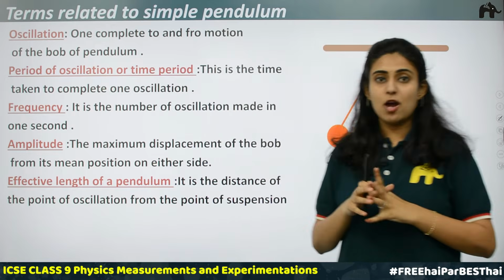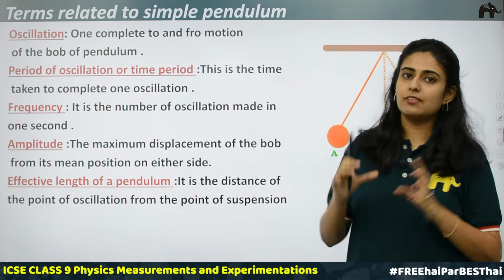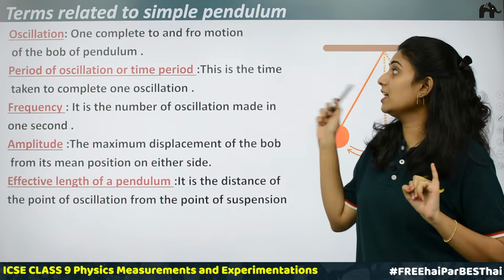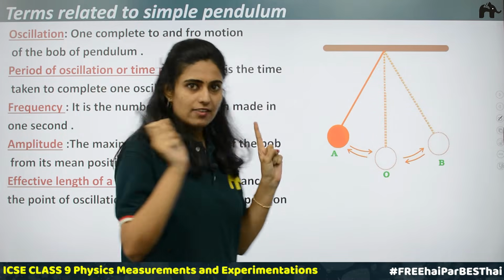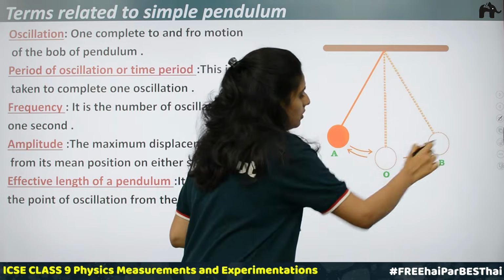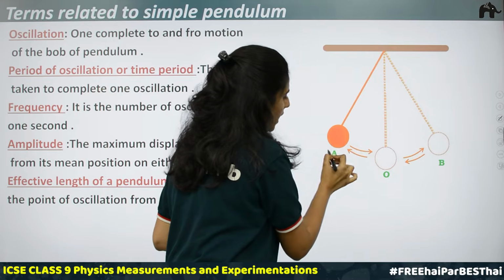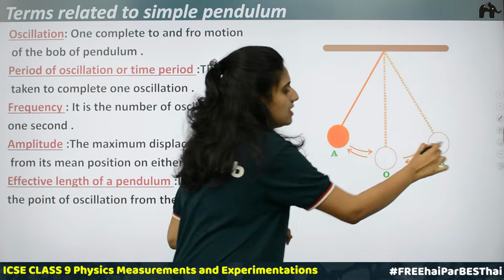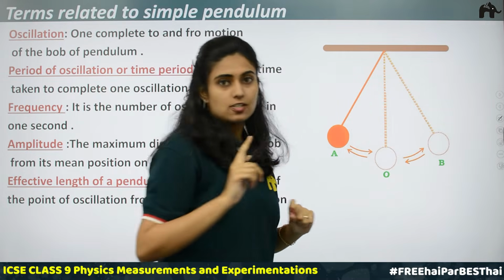When you study about simple pendulum, there are 5 important terms that we need to know, which we will be using in any problems related to simple pendulum. First one is oscillation. One complete to and fro motion of the bob of a pendulum is called oscillation. When this bob is displaced, what happens? It will be moving to this end, then to this end, that is O to A to O, O to B, B to O, O to A. This is happening continuously. One complete to and fro motion is called an oscillation.